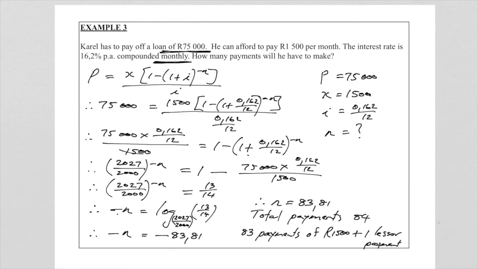Now, in this particular problem, they didn't ask us to calculate that lesser payment. In our next lesson, we will discuss how to calculate that lesser payment. If your payment per month is fixed, normally you don't get an integer as an answer for n, and that means we must work out that last payment if the question asks for that.